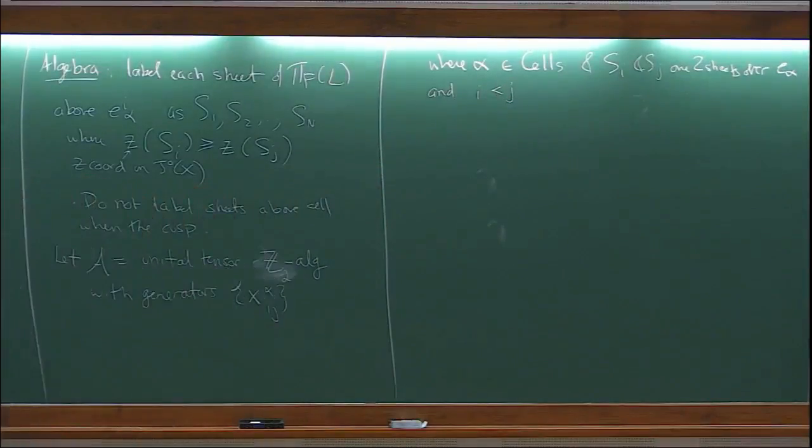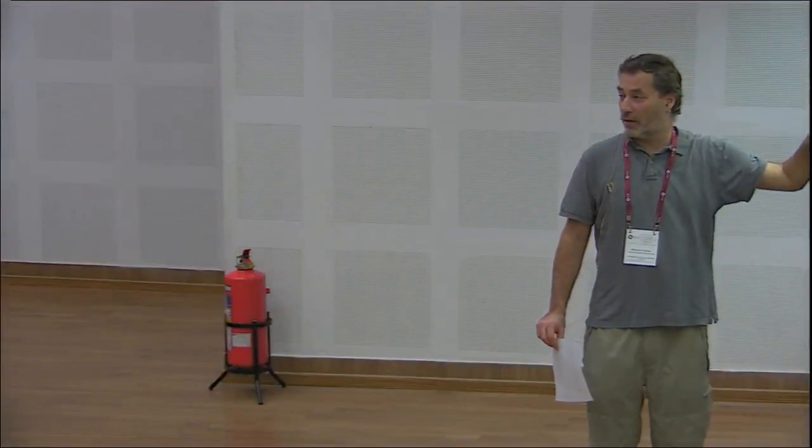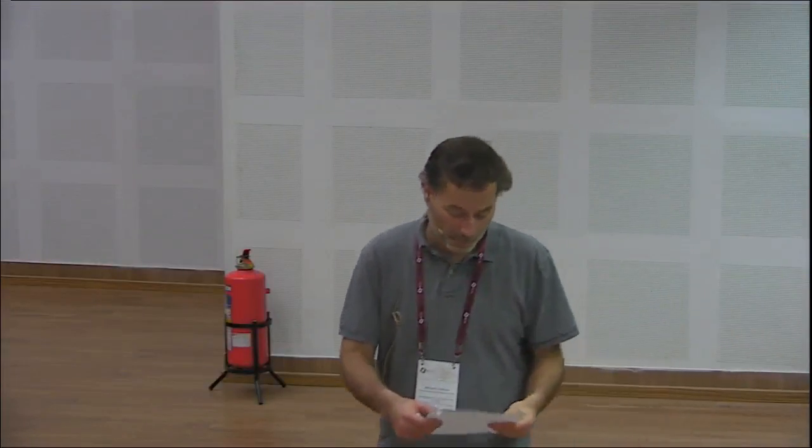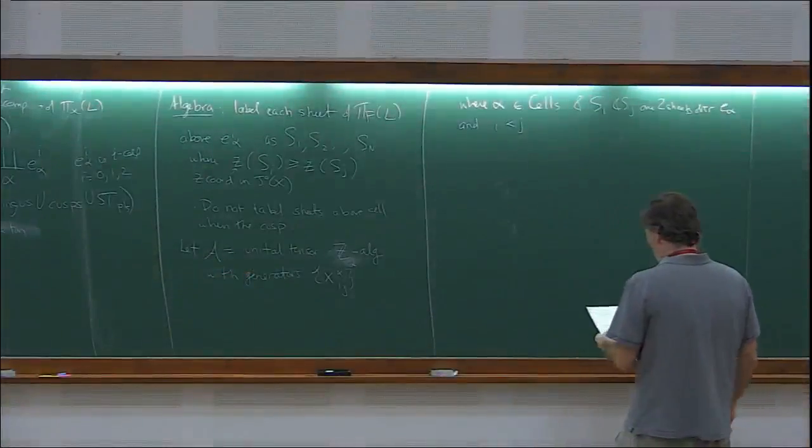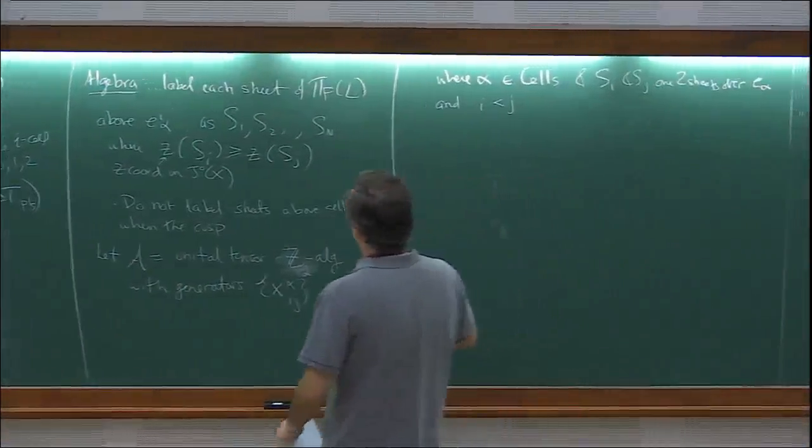So in this case, we have only one generator for this 2-cell, because there's only one cell which has 2 sheets, and I can only choose it as an ordered pair of sheets where the first sheet is above the second sheet. So I've got only one generator in this whole construction. The other cells don't contribute to the generators. Okay, so that's the algebra.